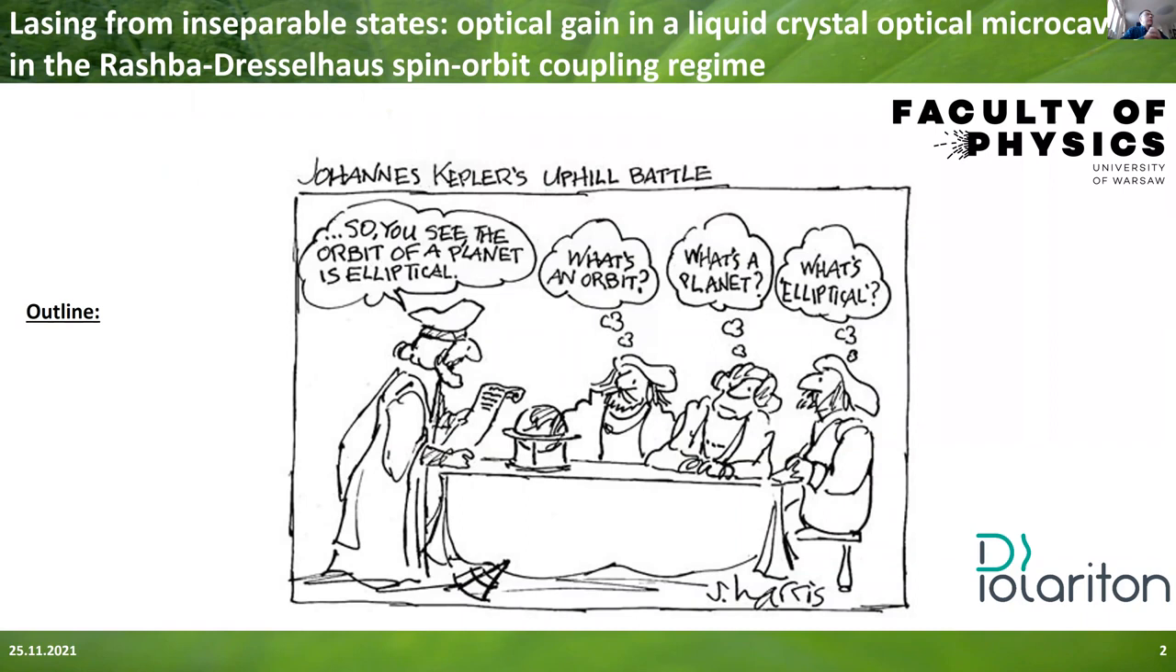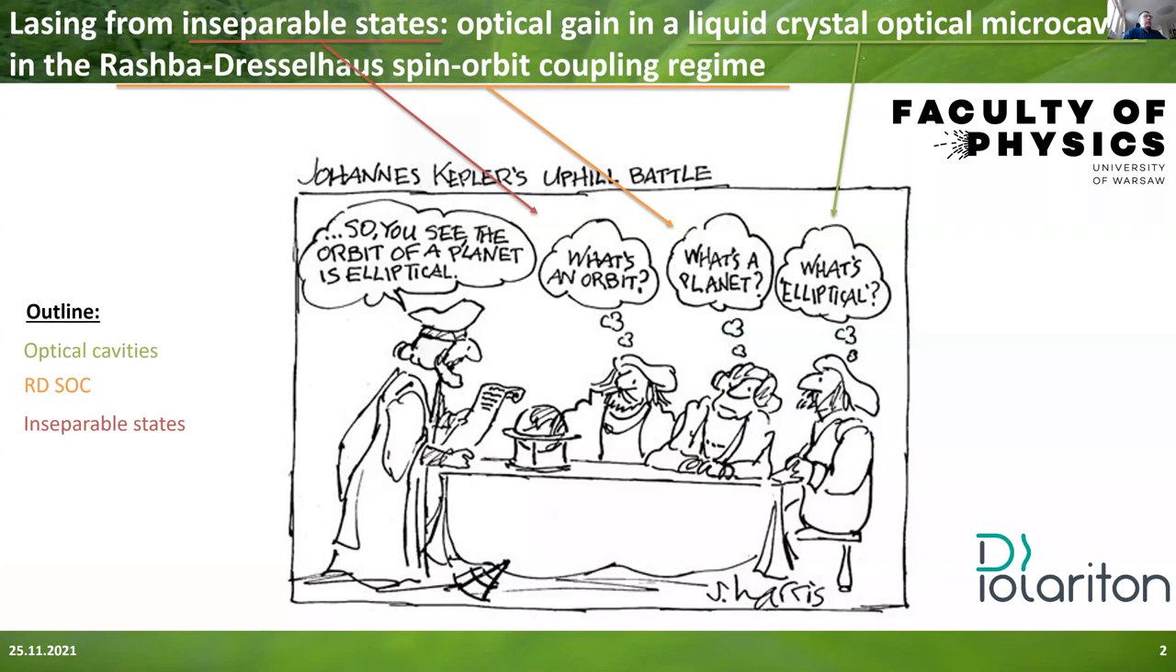Today, as Pavlos already mentioned in the introduction, I would like to discuss the optical gain and lasing from inseparable states. I will start the presentation with the concept of liquid crystal optical microcavities. Then I will show the Rashba-Dresselhaus spin orbit coupling for photons. I will discuss the persistent spin helix and inseparable states, and at the end I will show the lasing.